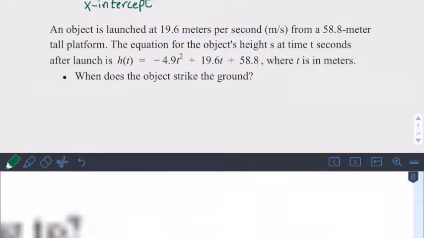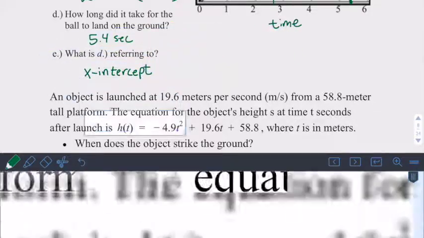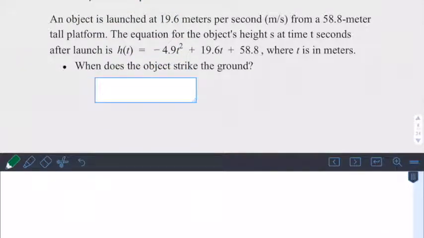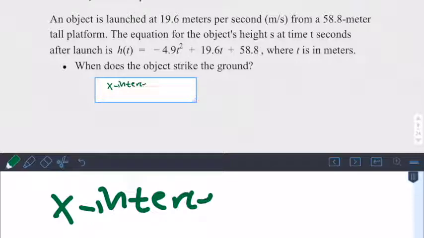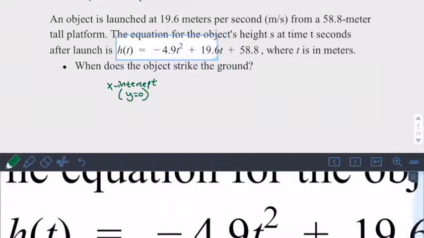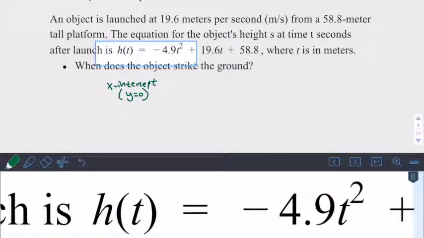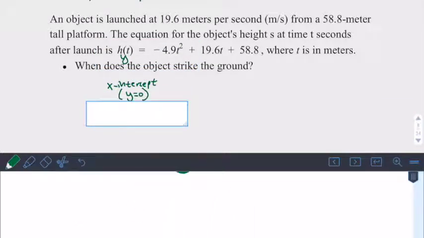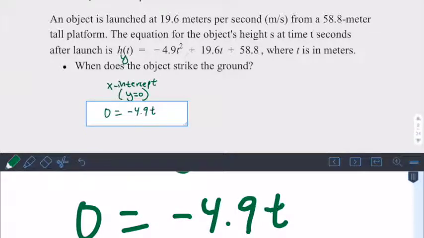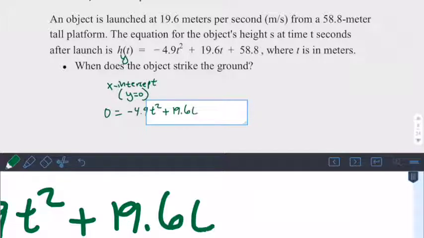Okay, so this is just like our last one where we're looking for the x-intercept. So since it's an x-intercept, that means, from our previous chapters, we know y equals 0. So in my equation, we don't have a y, but we have h of t, which is the same thing as y. So we could say 0 equals negative 4.9 t squared plus 19.6 t plus 58.8.